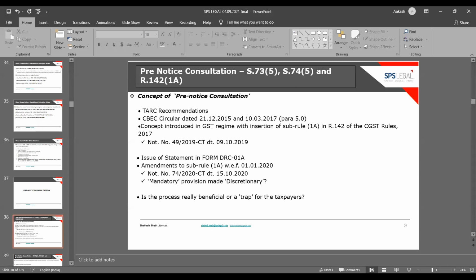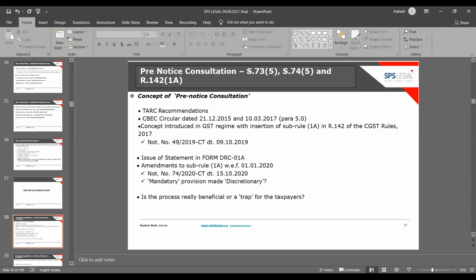Then thereafter, in a very disturbing and unfortunate amendment on 15th October, merely after 1 year, the word shall has been substituted by the word may. So now the provision of 1A reads: proper officer may communicate. So he is now not under a legal obligation to issue the DRC 01A. It has been made discretionary. And if it is made discretionary, then where is the need to keep this provision in the statute book itself in the first place? Is it not really a mockery of justice?